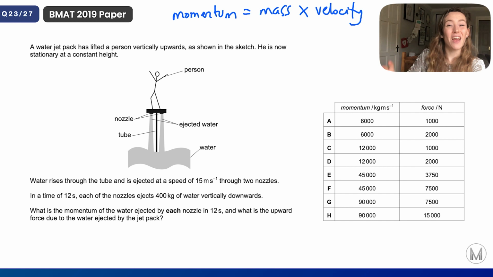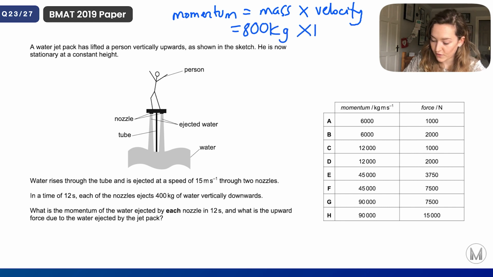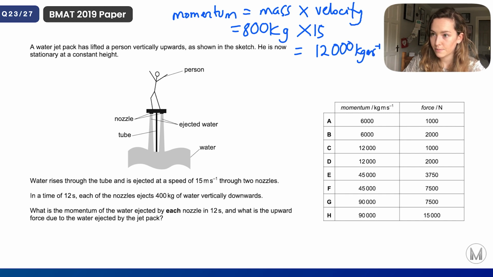Therefore, the mass is now 800 kilograms because we get 400 kilograms from each. So momentum is mass. From both the nozzles, it's 800 kilograms times the velocity that's given to me, which is 15 meters per second. So that gives me a value of 12,000 kilograms meters per second.